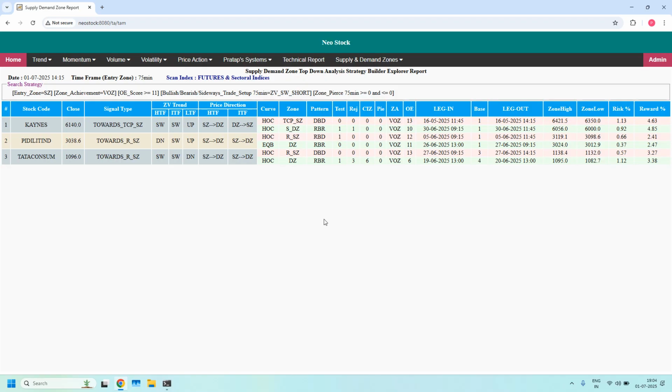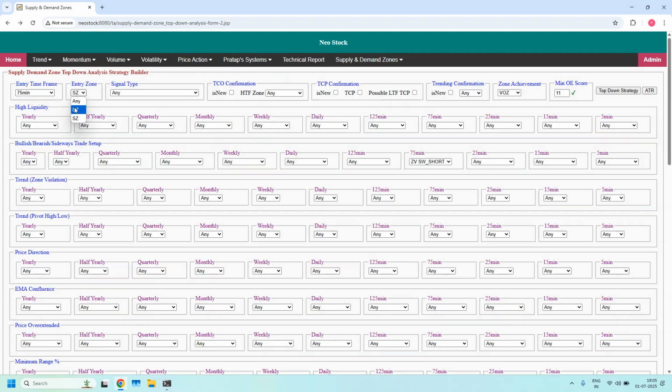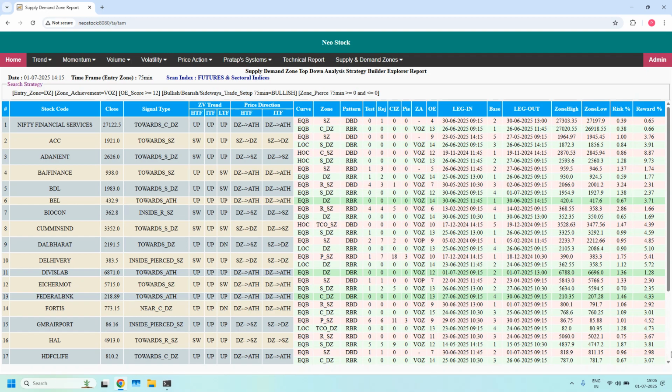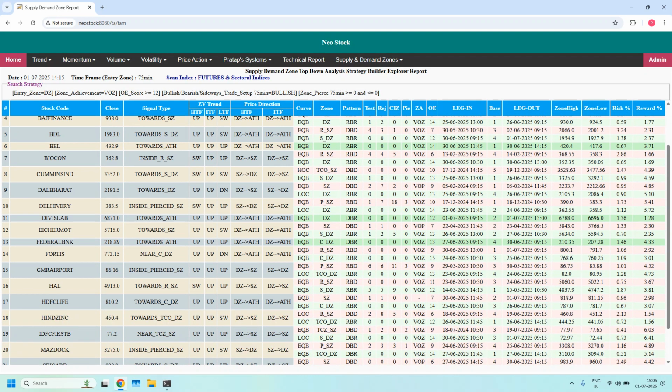Next, bullish trade setup for a weekly income trade. The changes are 75 minutes demand zone, here bullish, and also minimum odd enhancer score 12. Let's filter. First 17 stocks in the list, we got a big list. First 17 supporting bullish trade setup for a weekly income trade, and all these entry time frame zones are 75 minutes demand zones. All 75 minutes demand zones. So first 17 stocks in the list.